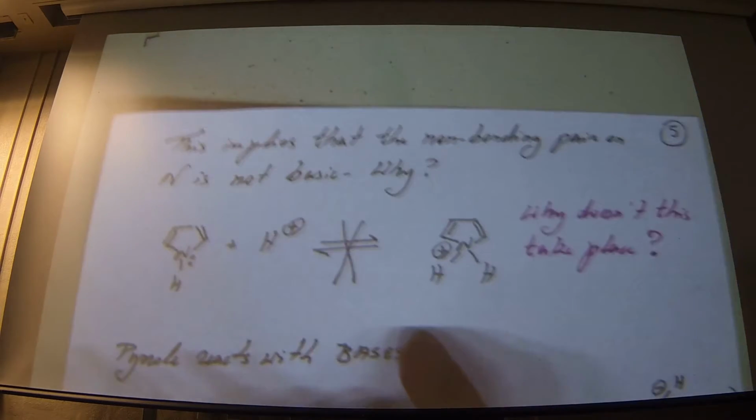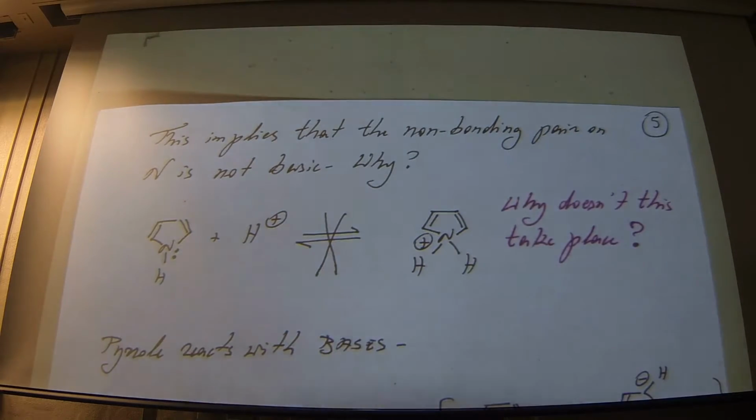It turns out that the protonation of pyrrole does not take place on nitrogen. And so this is something that I think always puzzles people. I think, well, it's an amine. It has an electron pair. Electron pairs on amines are basic. Why should this one be any different?